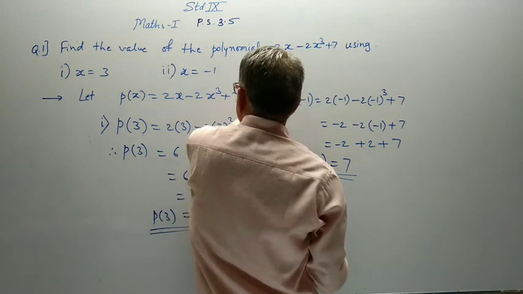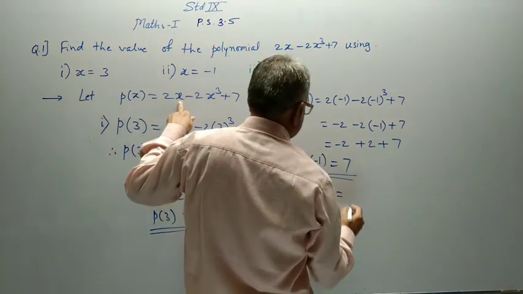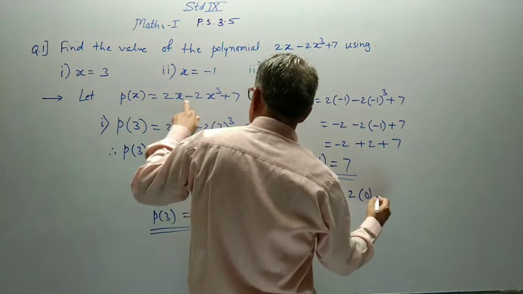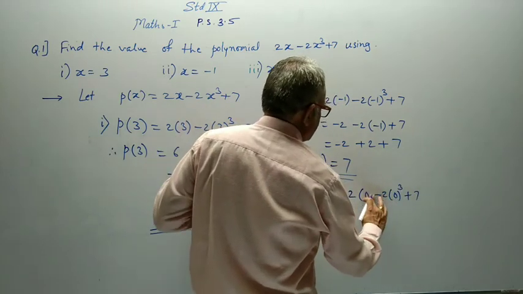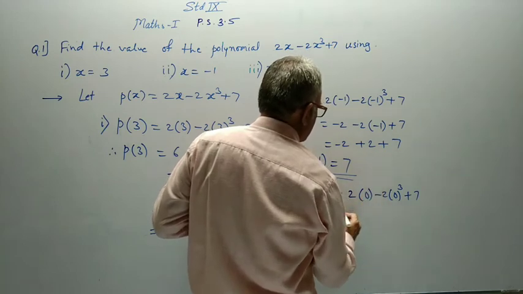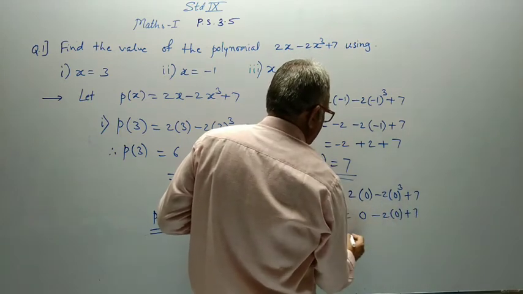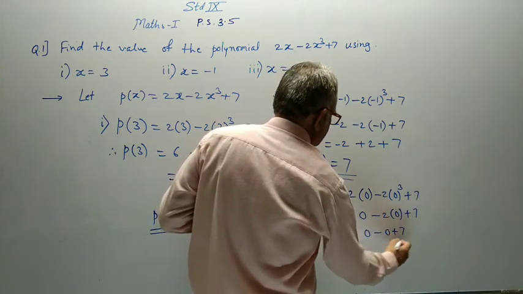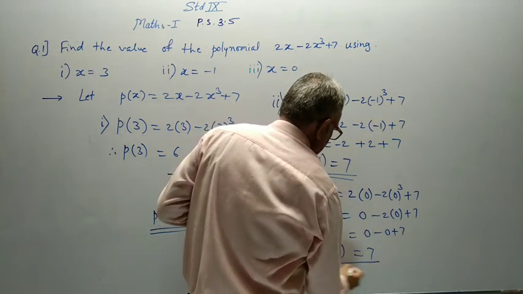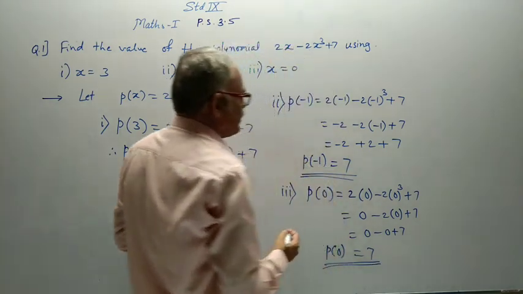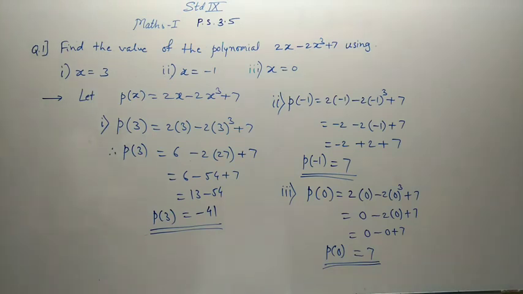Now we want at x equal to 0, p of x. So p of 0, wherever there is x, write 0. 2 into 0 minus 2 into 0 cube plus 7. Bracket is written as product, into sign, right down on bracket. So 2 into 0 is 0, minus 2 into 0 cube is 0. Again product, 0 minus 0 plus 7. So p of 0 is also 7. By coincidence, p of minus 1 also comes 7, p of 0 also comes 7. Neatly observe and write.